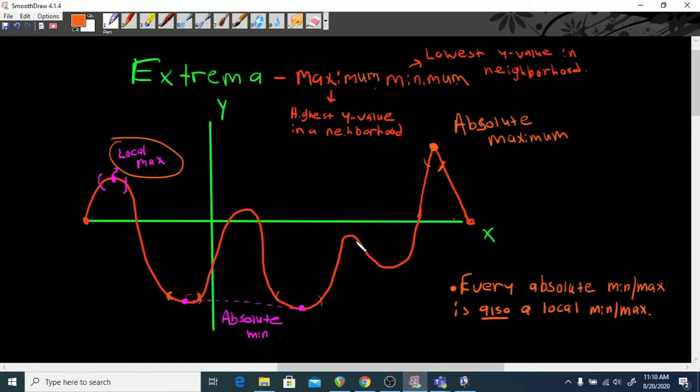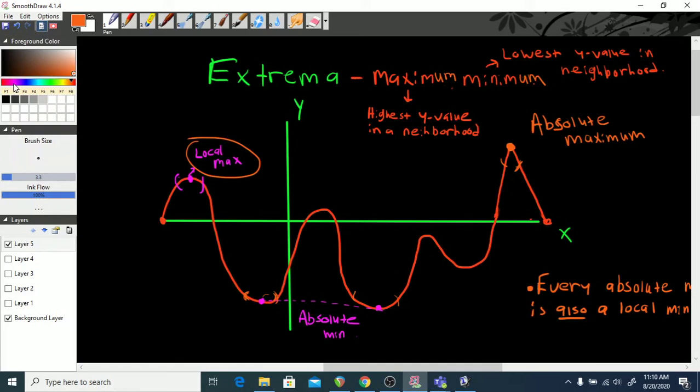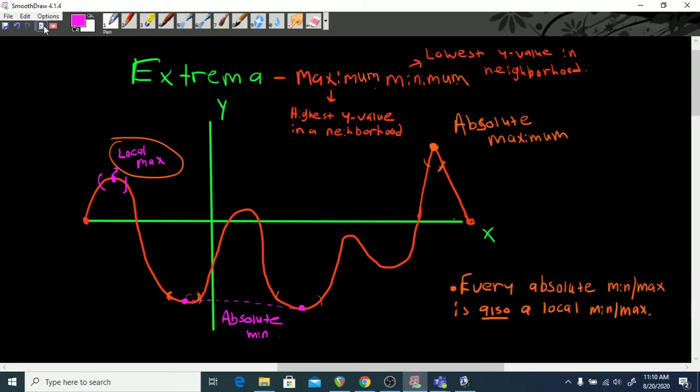We can see, for example, let me change my color. This here is a local min, but not an absolute because this y value is lower. This is a local max, but not an absolute. Local max, not an absolute. Local max and absolute max, because nothing goes above this.